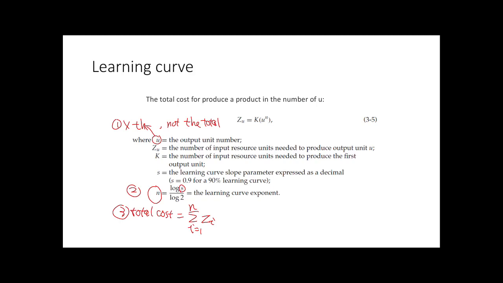And then you need to know the n. So u to the power of n. The n is log s over log 2, and the s is the learning rate. So don't use s directly. You have to do this second calculation to calculate the n. That's the power of the u.